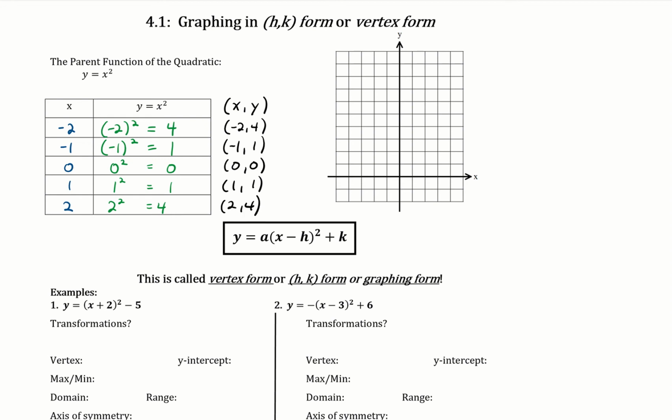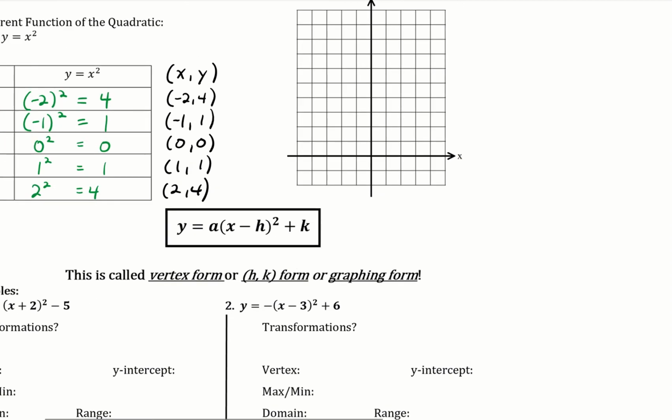Once we have those points, we can go over here and plot them on the graph. So I'm going to start with the top one. -2, 4 means from 0, 0, we're going to go left 2 and up 4. -1, 1 means left 1, up 1. 0, 0 is the origin. 1, 1 means right 1, up 1. And 2, 4 is right 2, up 4. So those are the points that are on our graph.